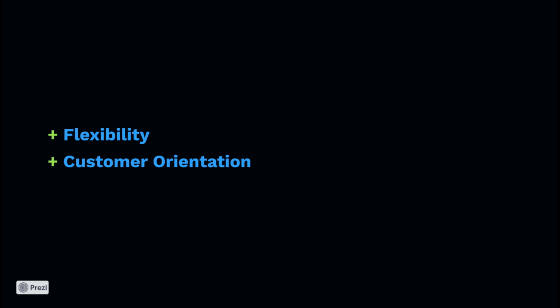Customer orientation. Scrum emphasizes continuous involvement of the customer or stakeholder. The product owner represents the customer's interests and prioritizes tasks accordingly. This leads to products that better meet the actual needs of users.